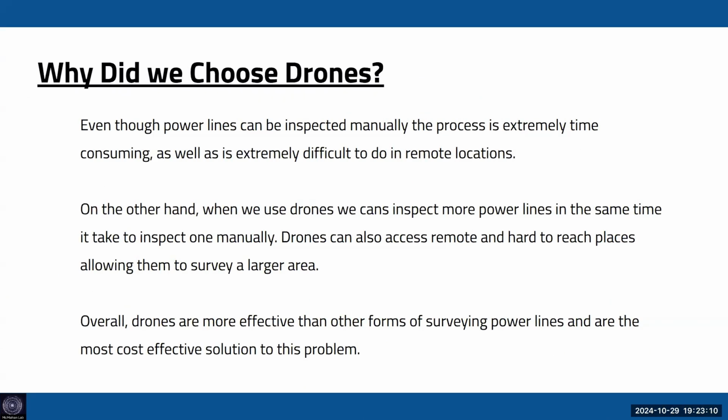Now let's talk about why we decided to use drones to accomplish our goal. Even though power lines can be inspected manually and have been inspected manually for the longest period of time, the process itself is extremely difficult to do in remote locations. By using drones, we can inspect more power lines in the same time it takes to inspect one manually. Furthermore, the drones can assess remote places that are difficult to reach manually.